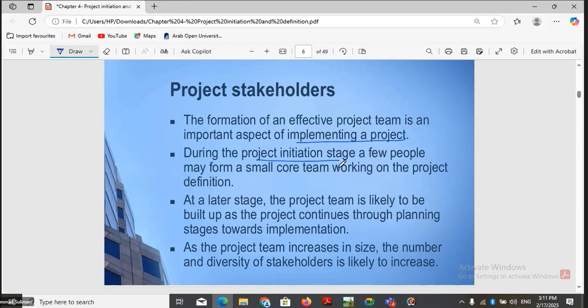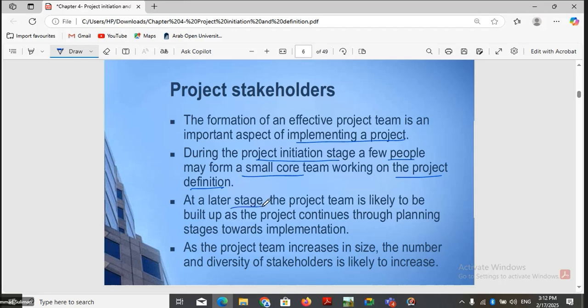So during this initiation stage, a few people form a small core team working on the project definitions and initiation. At the initial stage we may not have many people. At the project initiation and definition stage, there might be 2, 3, 4, 5 people working on the project, because they're just defining the project and giving detailed specifications of the project.